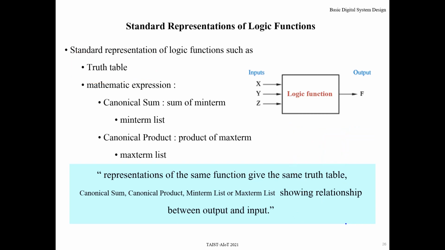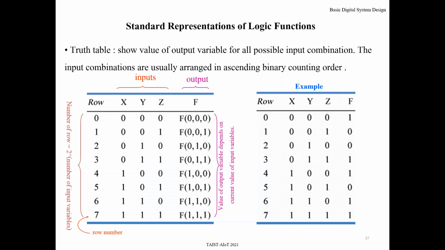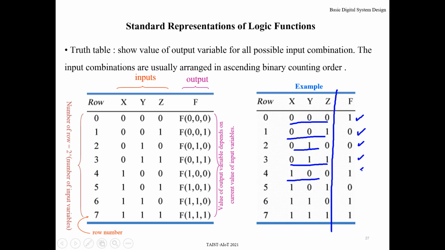And another one is the canonical form, maybe canonical sum or canonical product, to represent the function. Something like this. Now, an example for this one is the truth table. Normally we use the sequence of binary counting order for the input, and then the output of the function.